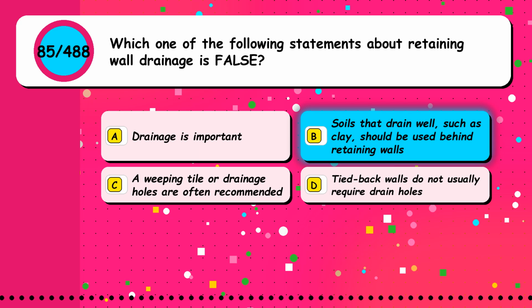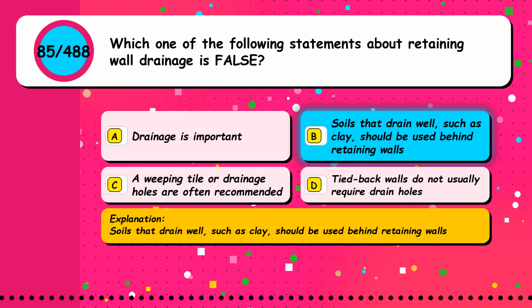The correct answer is option B, soils that drain well, such as clay, should be used behind retaining walls.